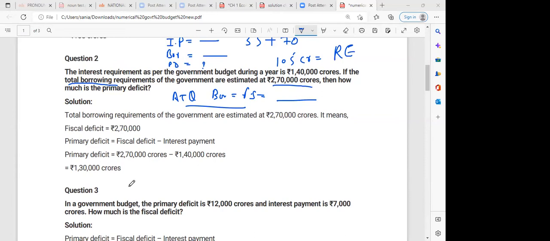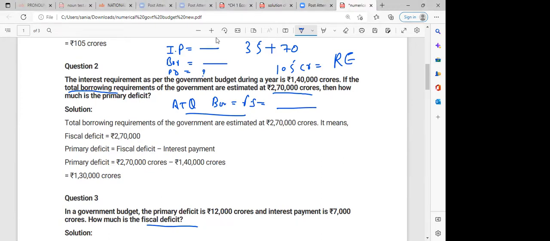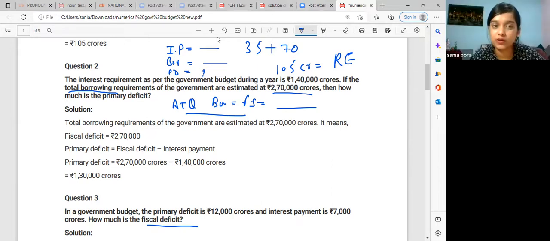Good. Okay. Now moving to the third question, which is: in a government budget, the primary deficit is this and the interest payment is this. You have to find the fiscal deficit. I guess this is the simplest question you are getting. Just quickly solve it. Mahdi will be telling me the answer in the chat box. Quickly, Mahdi, this is the simplest question. Okay, Mahdi?